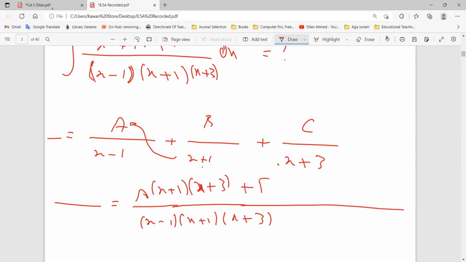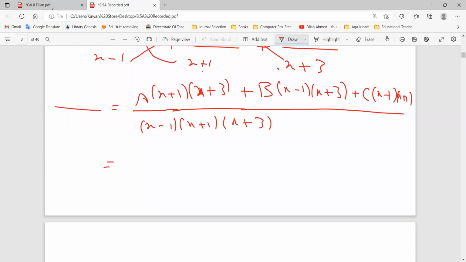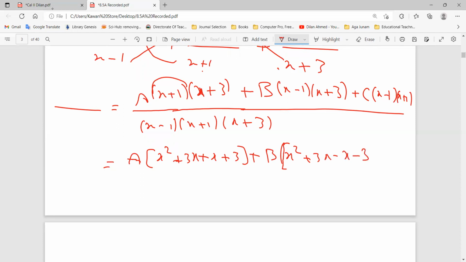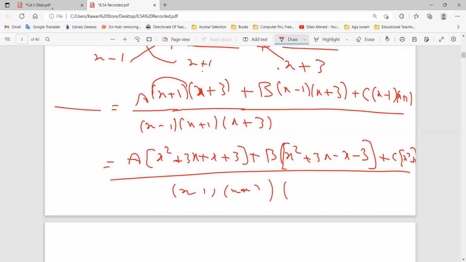Again, plus B. B should be multiplied by that one and that one, so B(x minus 1)(x plus 3). Finally, C(x minus 1)(x plus 1). Later you can do it. Now the result will be what? We just multiply. A times x squared plus 4x plus 3, plus B times x squared plus 2x minus 3, plus C times x squared minus 1. Am I right? Okay, over the same denominator, (x minus 1)(x plus 1)(x plus 3).